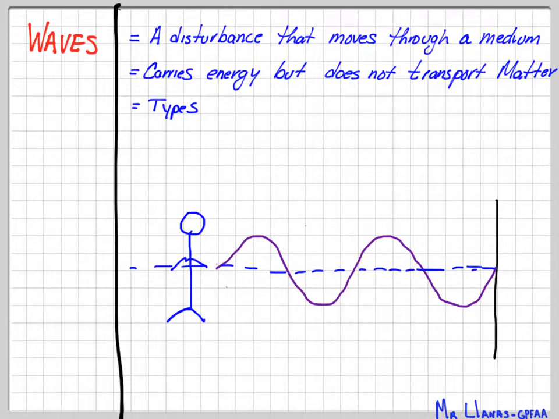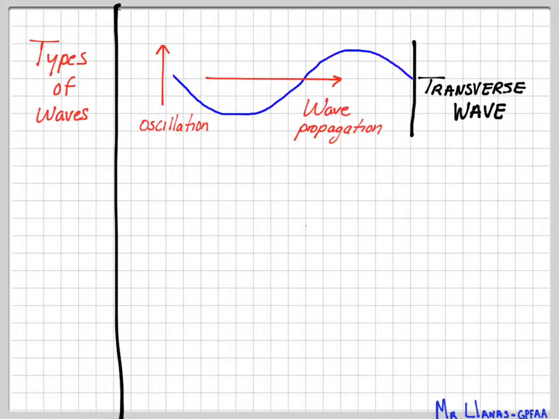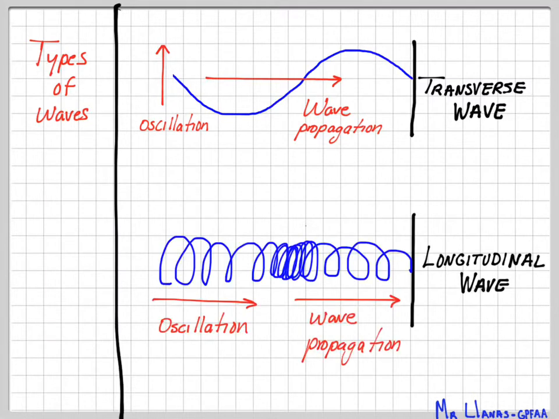Okay. Now we said there were two types. We talked about transverse waves and longitudinal waves. Transverse waves are waves where the oscillation and the wave propagation are perpendicular to each other. Okay. And we made a few examples of those with the Slinkies. And longitudinal waves are the ones where oscillation and wave propagation are parallel. Okay, these are sound waves. Sound waves are longitudinal waves.